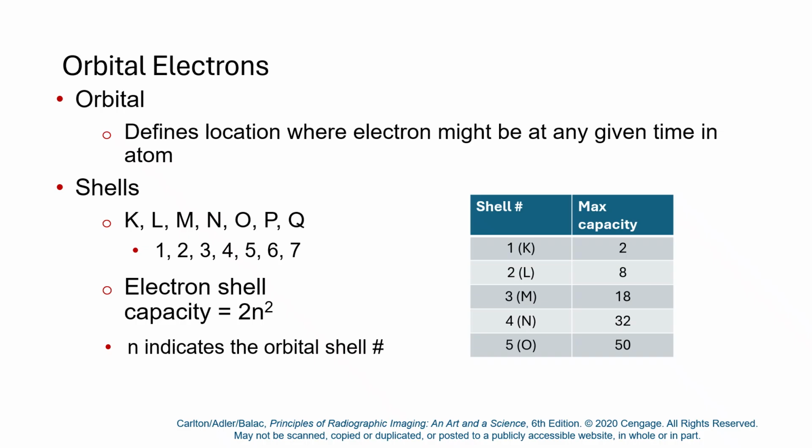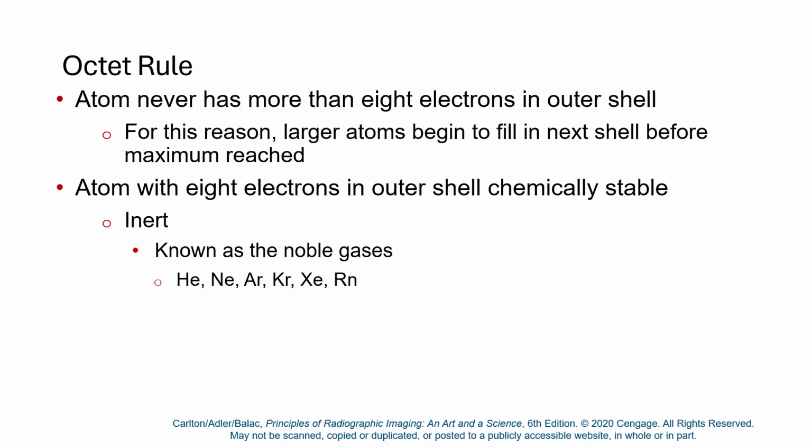I can likewise put 8 electrons in the L shell and that one's full. And then 18 electrons in the M shell. And that's where we first encounter the second rule. The second rule is the octet rule. Atoms don't like to have more than 8 electrons in their outer shell.